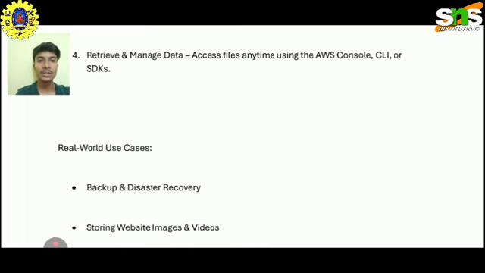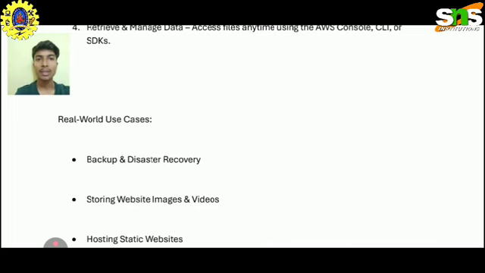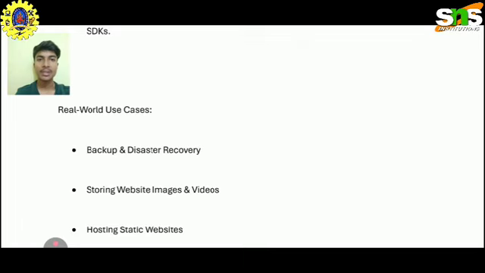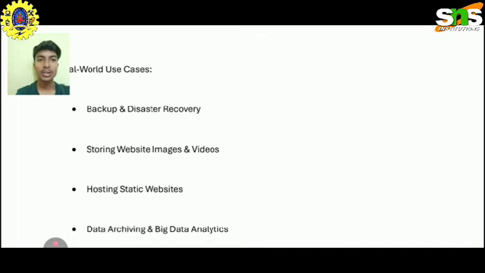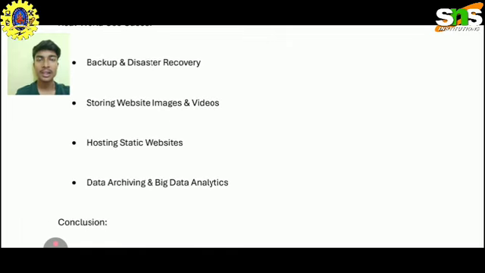Some of the real world uses of Amazon S3 are backup and disaster recovery. If due to some disaster or cyber attack we have lost our data, then we can use this to regain our data, and also we can back up the data. Storing website images and videos: as I said, Amazon S3 is used to store our data like images, videos or any other documents. Hosting a static website: also, as I said, it is used for web hosting. If we have our CSS and HTML files, we can host a website. Data archiving and big data analytics: it can also be used for data analytics, which is very helpful.